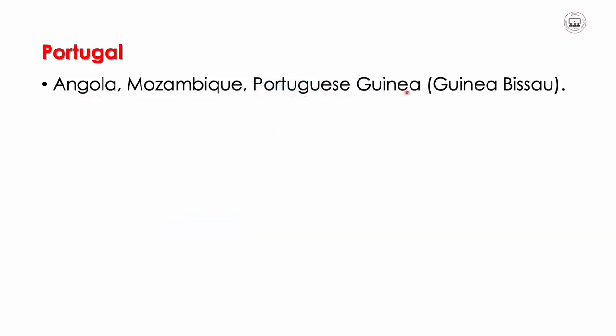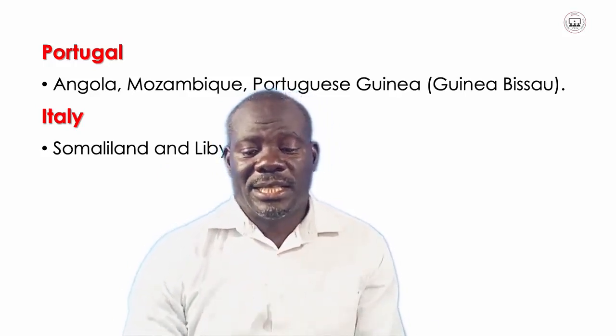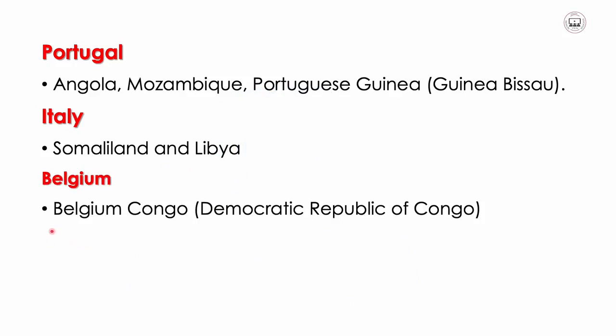Another country is Portugal. So Portugal got Angola, Mozambique, Portuguese Guinea, which is today called Guinea-Bissau. So these were the territories for Portugal. What about Italy? Italy got Somaliland and Libya. So Italy got those two areas, Somaliland and Libya. What about Belgium? Belgium got Belgian Congo, which is today called DRC. It went to Belgium. So you can see there.